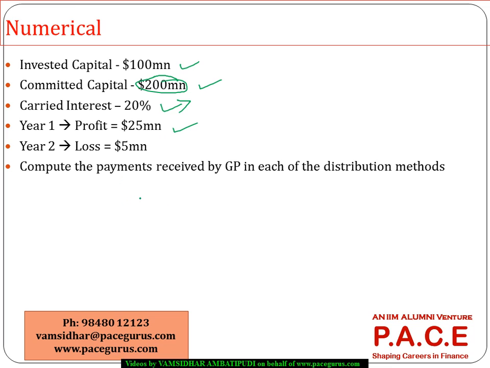If I am going with a deal by deal method, 20% of the profit, because I have generated 25 million in the first year, 20% of that 25 million, which is 5 million, is paid to the GP, because it's a deal by deal kind of method.